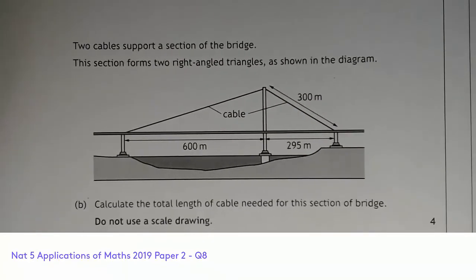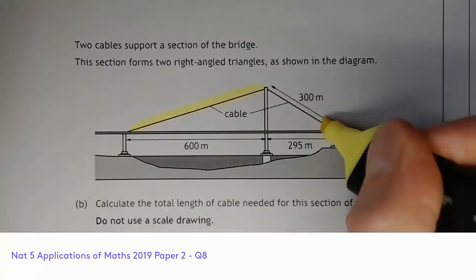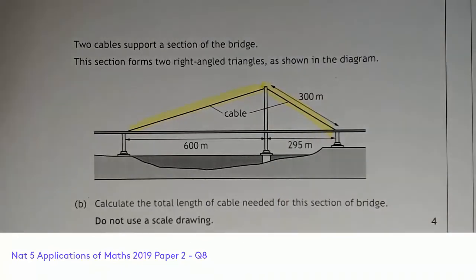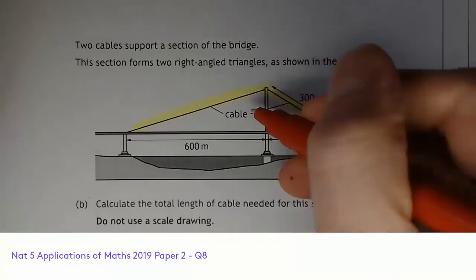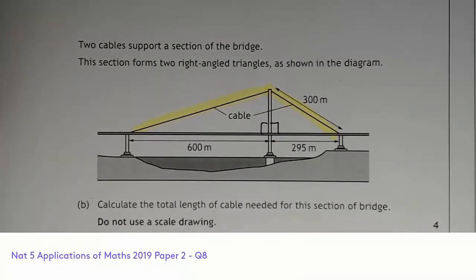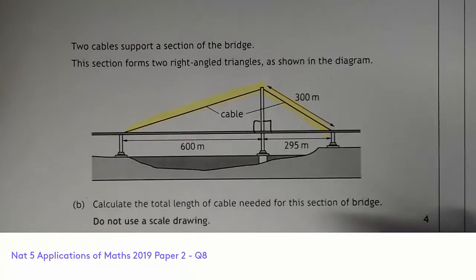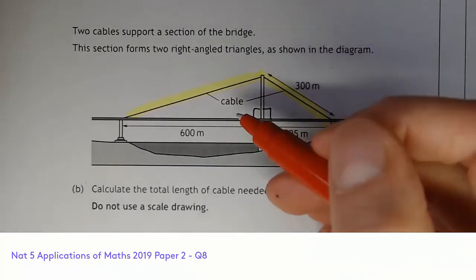Next one here, you've got 2 triangles, and you're going to try and work out the length of the cable. You've already got 300, so we have to work out the length of this. These are 2 right angle triangles, and straight away you'll think Pythagoras, and they've given you the formula as well, so that shouldn't be hard to remember. So let's look at this triangle.